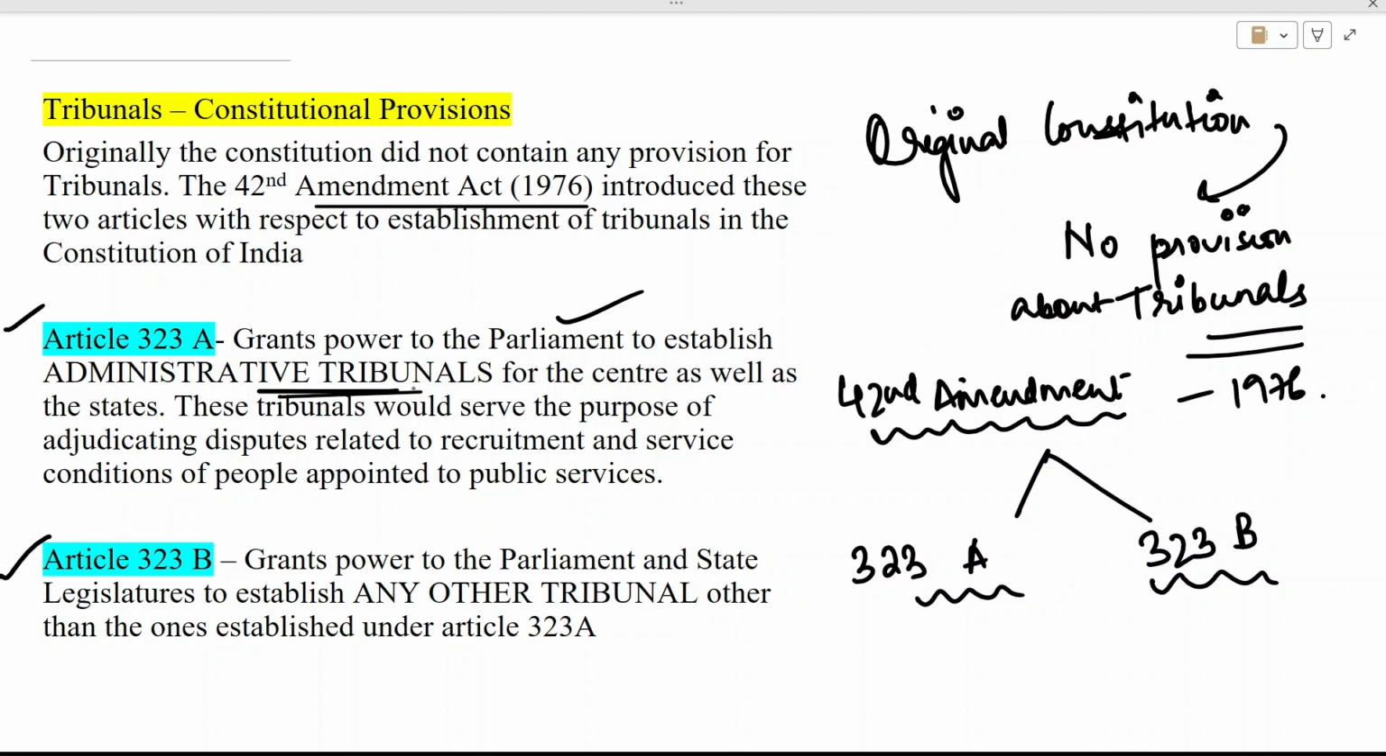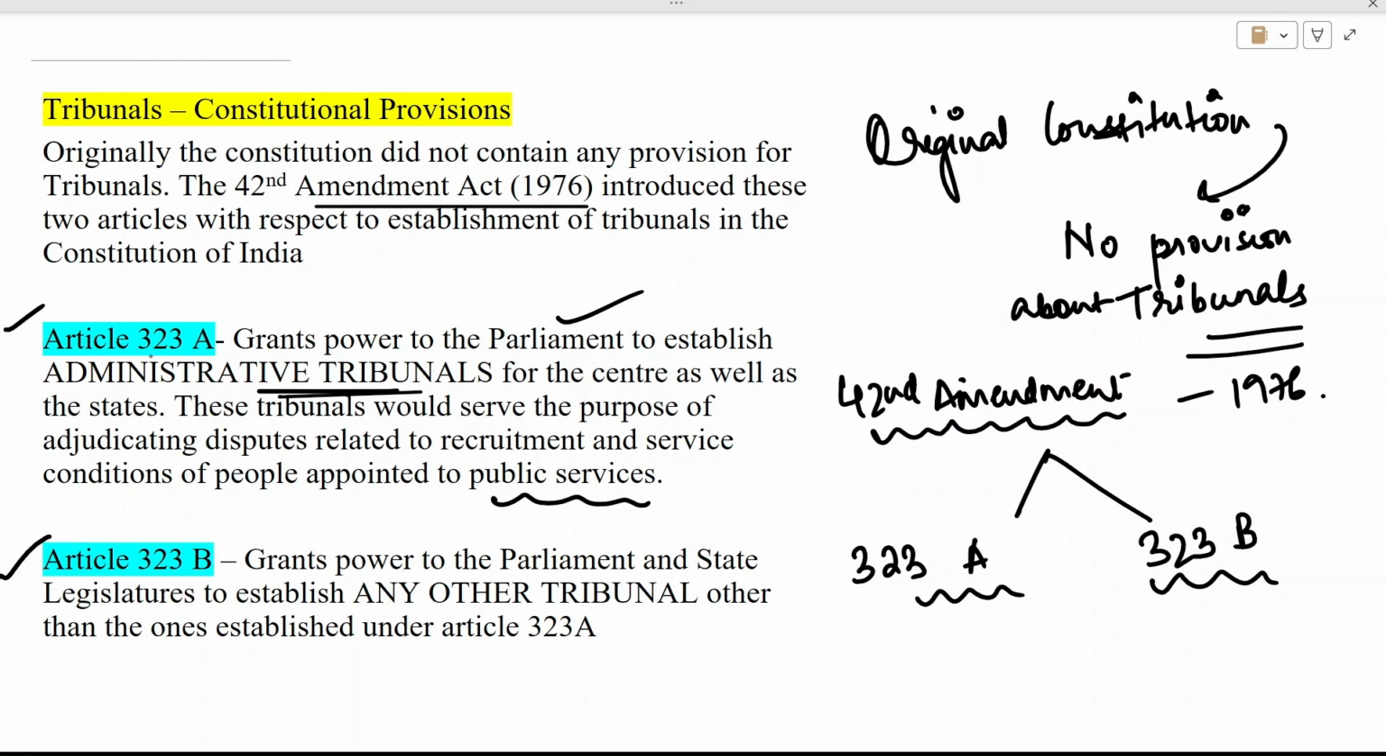Administrative tribunals, you know what they do? See, there are people who are appointed to public services under the government, under the state, under other local authorities. Now, when a person is appointed to a public service and he has some dispute, say I am appointed to a public service and there is a dispute with respect to my service condition, or maybe there is a dispute with respect to my recruitment or my promotion, anything to do with my service condition, then where will I go?